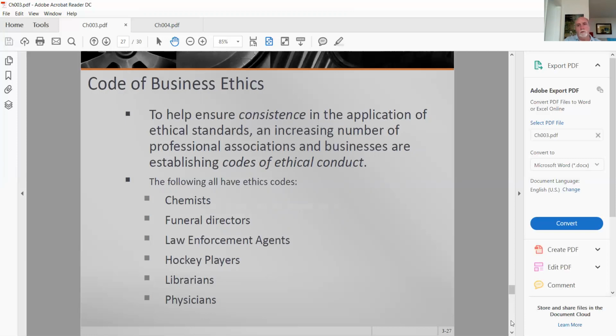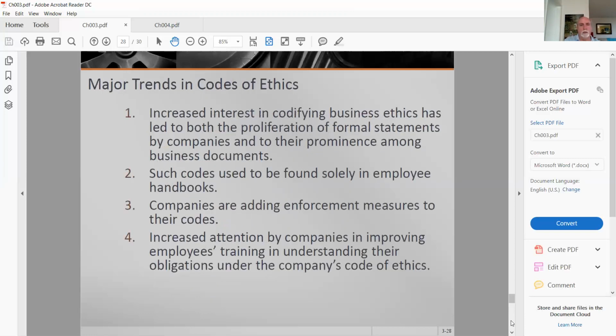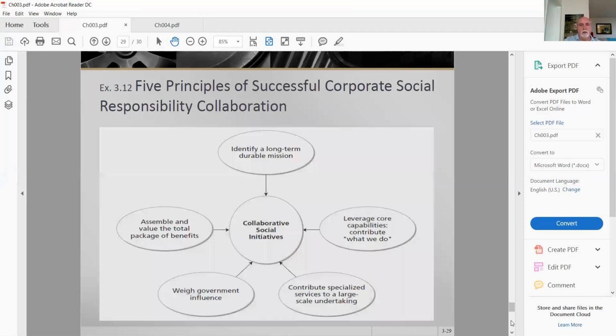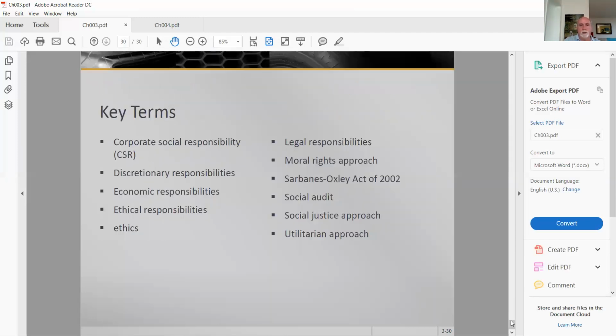And if you search long enough in each of your areas, you'll find something. Whether or not they are formalized codes of conduct, there are expected codes of performance, meaning operations, day-to-day work. And major trends, you can see these here. This will give you a good example of what it is. So here are the key terms that are associated with this chapter. That's the end of that.